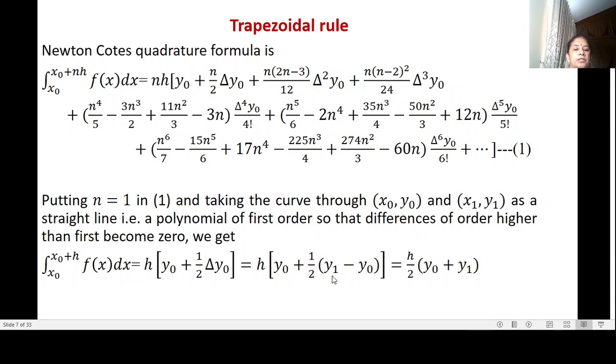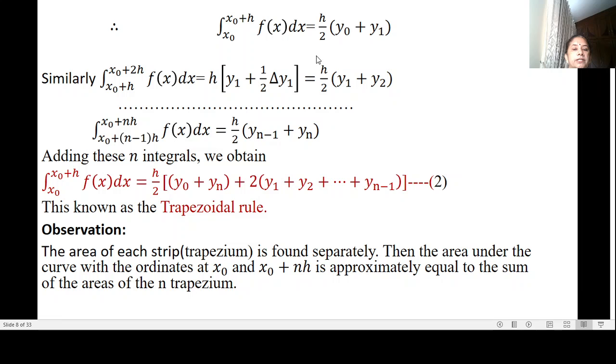Simplify that. Delta y0 is equal to y1 minus y0. Now we have y0 plus half y1, minus half into y0. y0 into 1 minus half, isn't it? The coefficient of y0 is 1, and here the coefficient of y0 is minus half. 1 minus half is half. That is y0 divided by 2 plus y1 divided by 2. So 2 is common in the denominator. Hence this is equal to h divided by 2 into y0 plus y1. Right? Hence the integral from x0 to x0 plus h, f of x dx is equal to h by 2 into y0 plus y1.